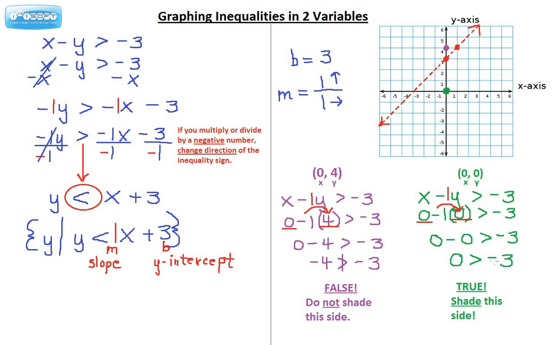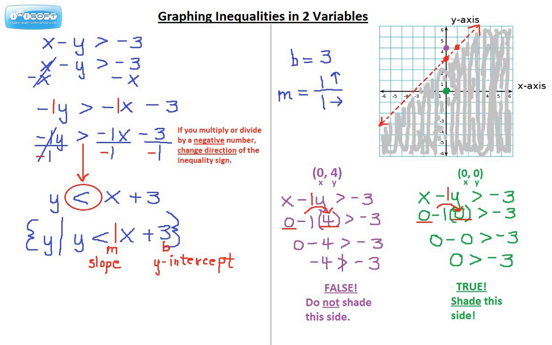0 is greater than -3, so we know that the side this point is located on will be the side that gets shaded, and this is where the solutions are located. Here we've shaded the side where 0, 0 is located. Any point that's on this side of the graph will also be a solution to this inequality.